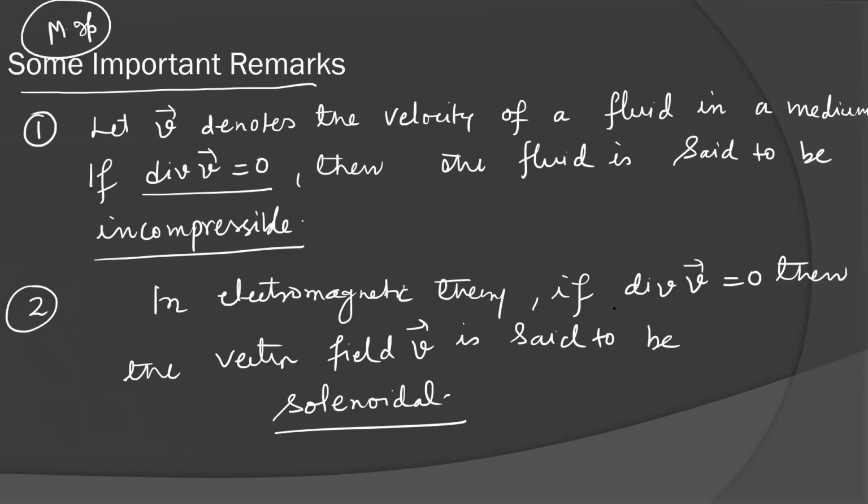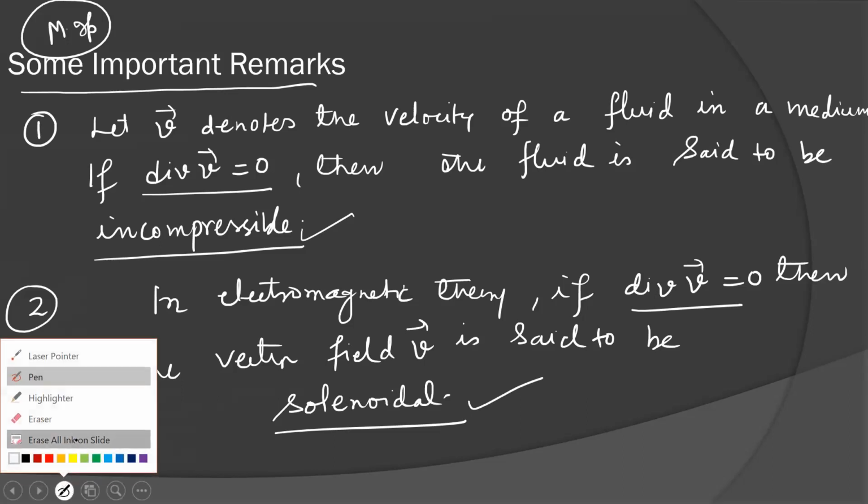So this is again an important remark for the divergence. In fluid dynamics, fluid is said to be incompressible. In electromagnetic field, vector field is said to be solenoidal. Let's see one more remark on the curl.